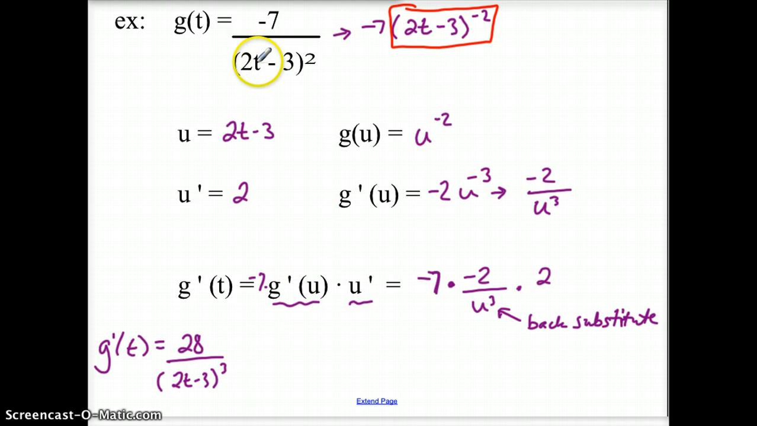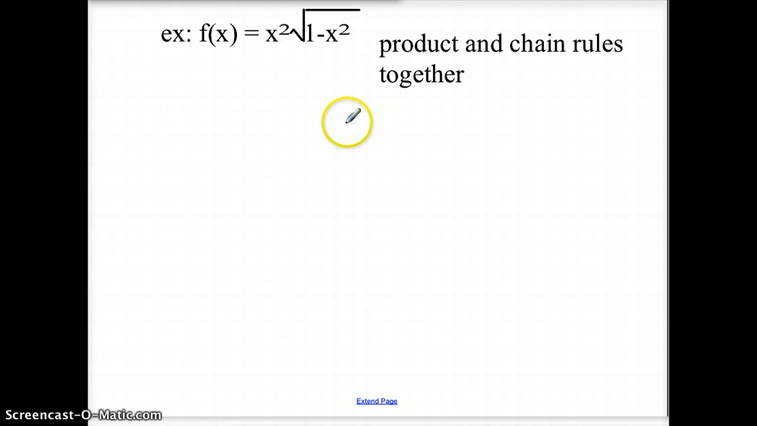Okay? Obviously, we could have done this a different way. We could have multiplied this out and then just done a quotient rule. But what if this were to the 12th power? Then we would not want to have to do that. This one, we'd have a product rule and a chain rule together. There's no way around it. We're going to have to do a product rule and a chain rule together.